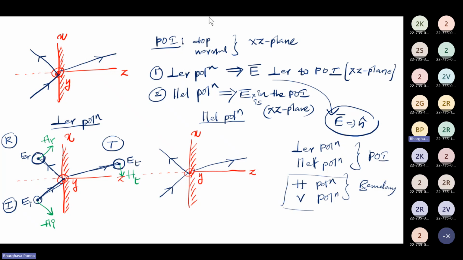Same thing we have to repeat for the parallel polarization. The derivation part is also somewhat difficult to understand. So here we need to get the reflection coefficient and the transmission coefficient in both the cases, for the perpendicular polarization and for the parallel polarization. Very interesting topic that we are going to see. So with this I'm closing.